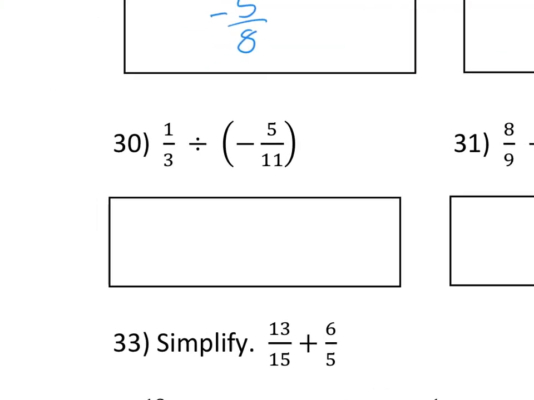Okay, number 30. Now we're dealing with division. So remember with division, this is the keep, change, flip, or same, change, flip. Whatever you guys remember, flip the guy and multiply. Whatever works for you. So our first fraction stays the same, that's the keep. We change our division sign to multiplication. That's the change. And then we flip our second fraction. So instead of negative 5 over 11, we'll have negative 11 over 5.